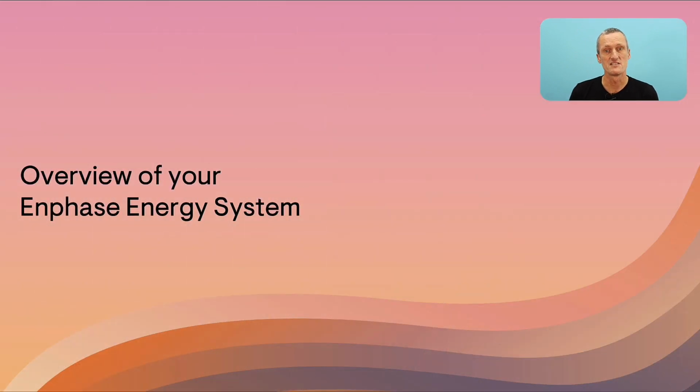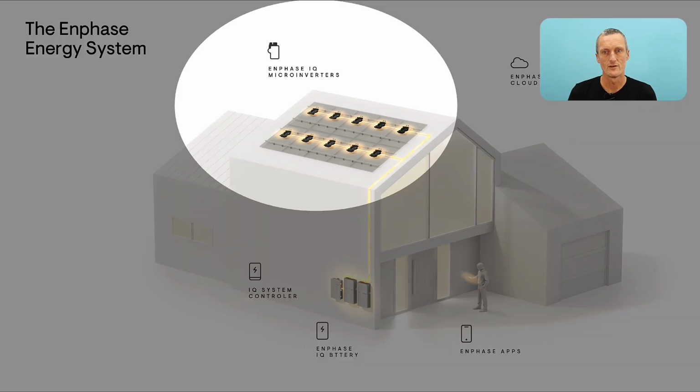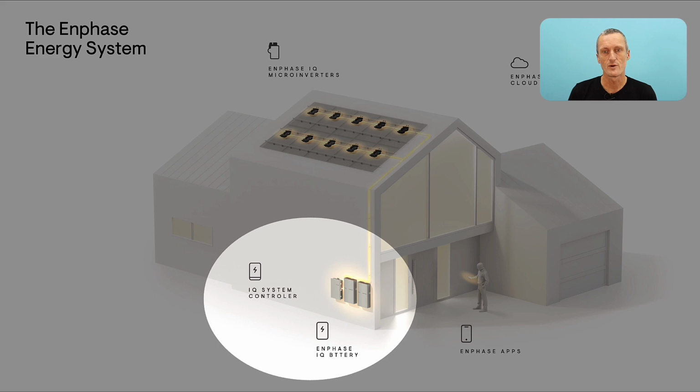Overview of your Enphase Energy Systems. Let's start on the roof. Microinverters convert DC power from solar panels into AC power at the individual panel level. This enhances system efficiency, reliability and safety. The IQ Gateway acts as the brains of the system, monitoring energy production and facilitating communication between each of the components. The IQ Batteries enable energy storage and management. These allow users to store excess energy for later use or sell it back to the grid.